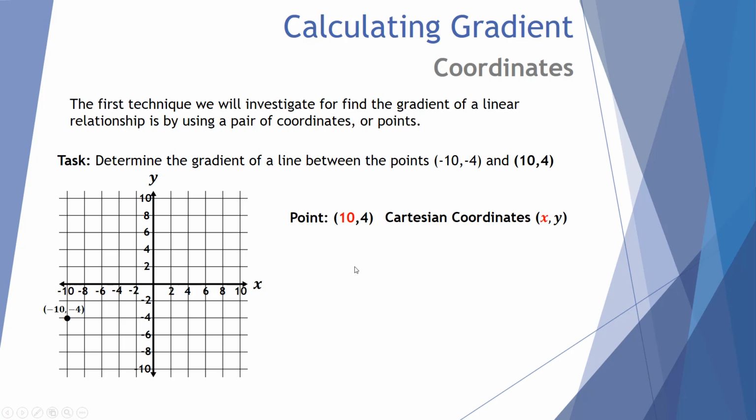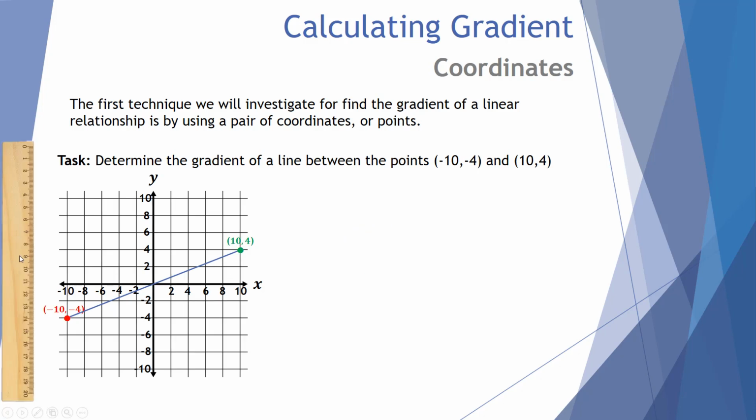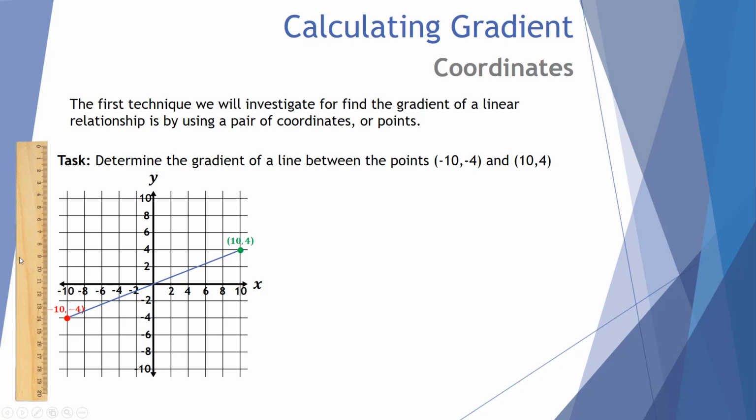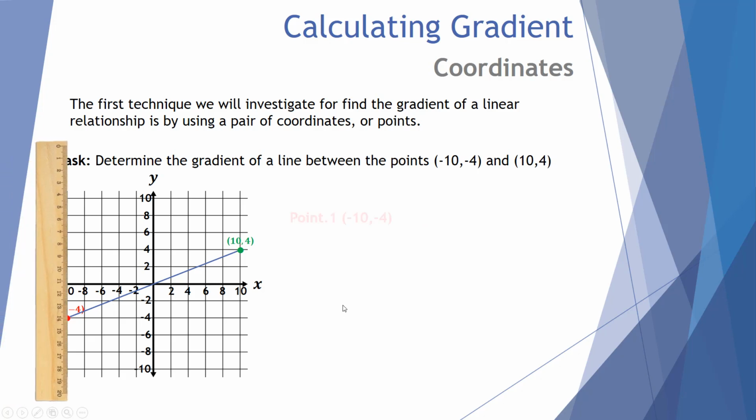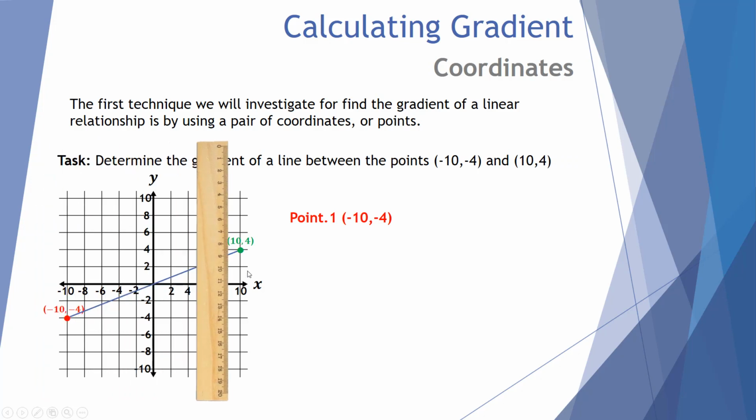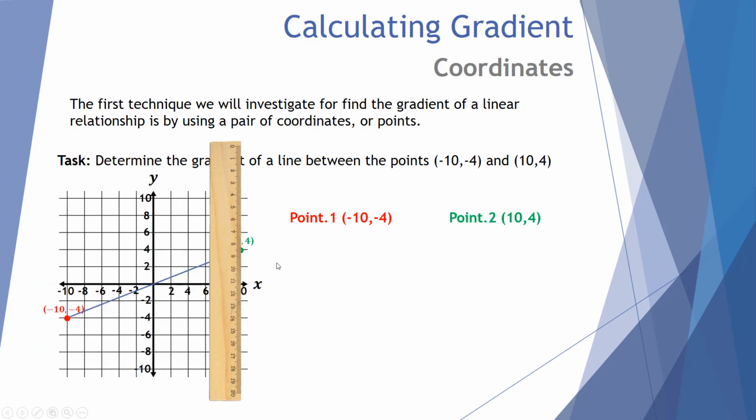Our second point has an x value of 10 and a y value of 4. Where they intersect is the coordinate 10, 4. And here's our straight line. Once again, I grab a ruler from the left-hand side and move it from left to right, and the first point I touch, I'll label as point 1. And I'll continue on to the second point I touch, and I'll label that point 2. So I now have my straight line with a point 1 reference and a point 2 reference using Cartesian coordinates.